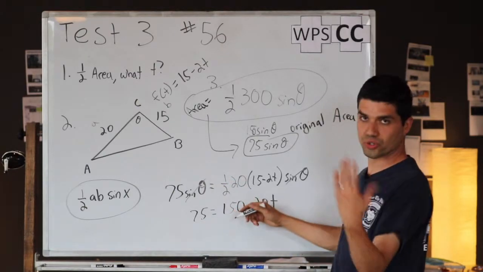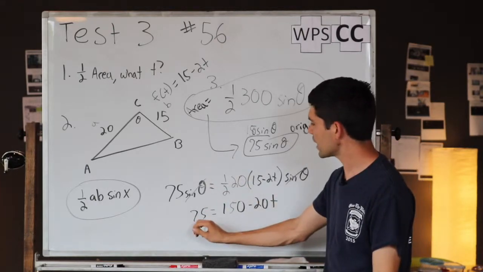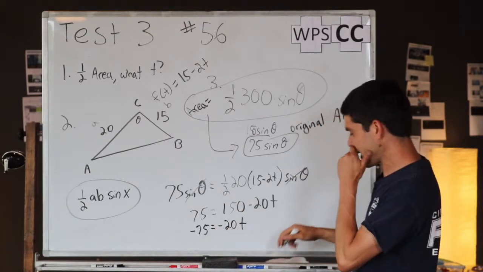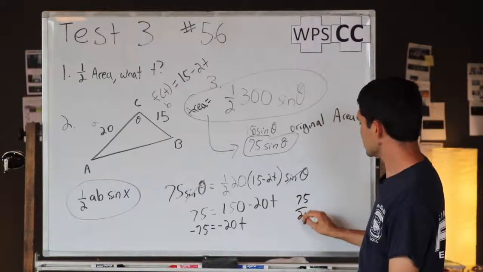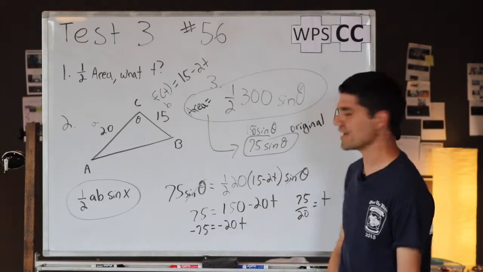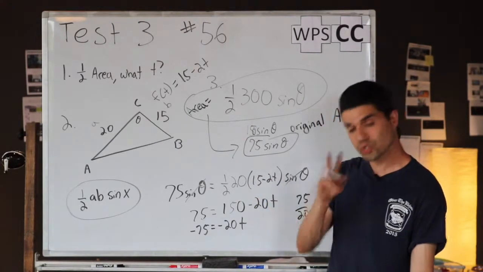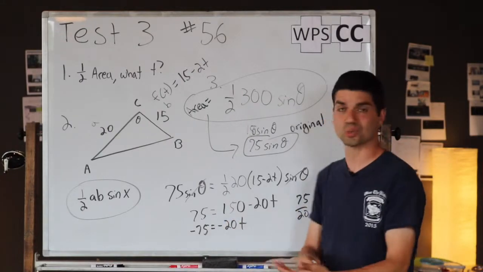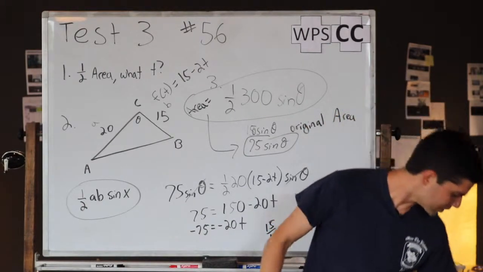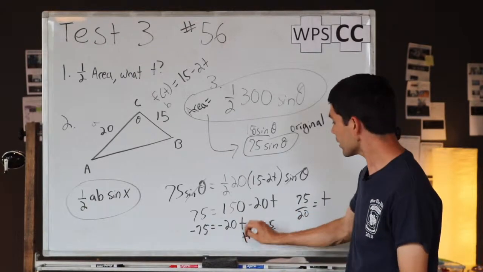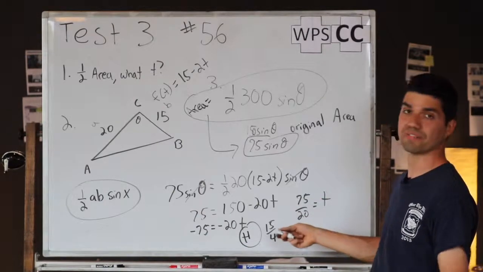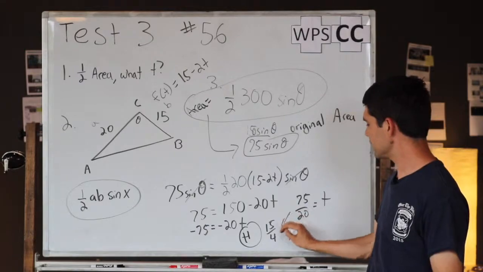Now we can do your normal steps. Subtract 150 from both sides. So now we're at negative 75 is equal to negative 20t. Then we divide both sides, so 75 over 20 is equal to t. But you're looking at that and you're like, wait a second, I don't see that. Two ways to do this. Obviously, just put it in your calculator, simplify the fraction and you'll get 15 over 4, which is letter H. Or you could divide both the numerator and denominator by 5. 75 divided by 5 is 15, 20 divided by 5 is 4. Good work.